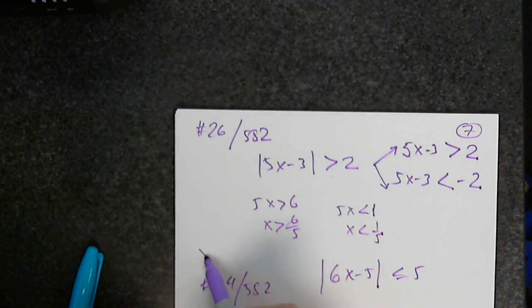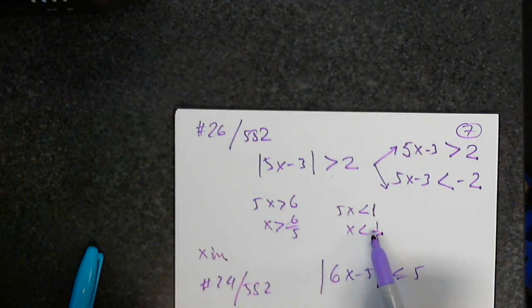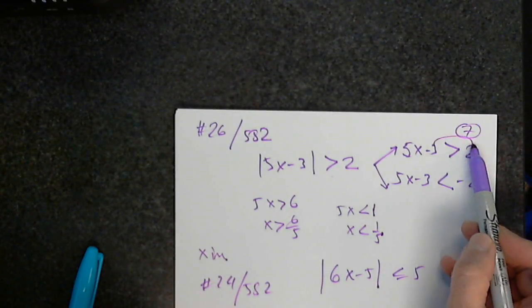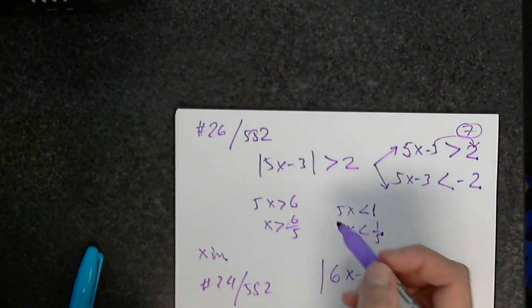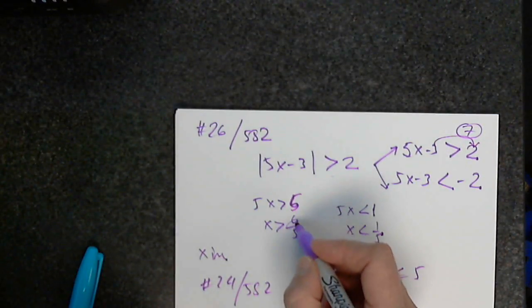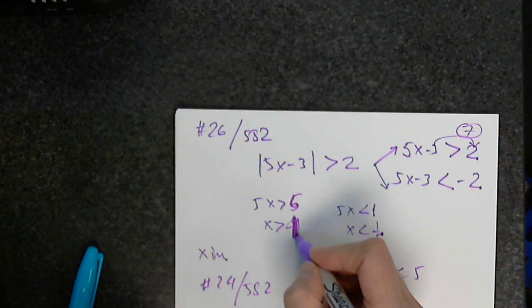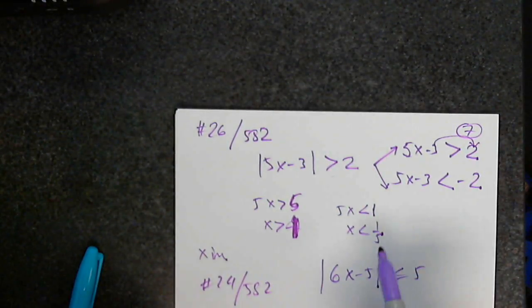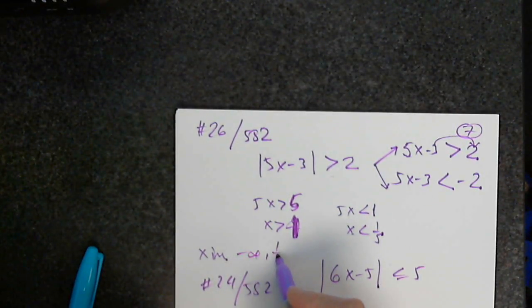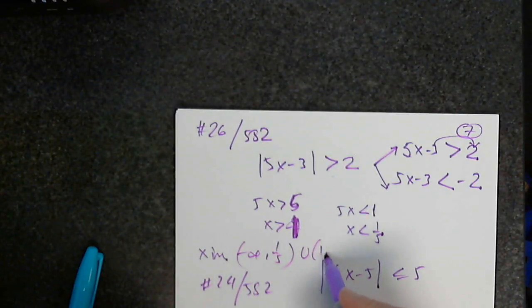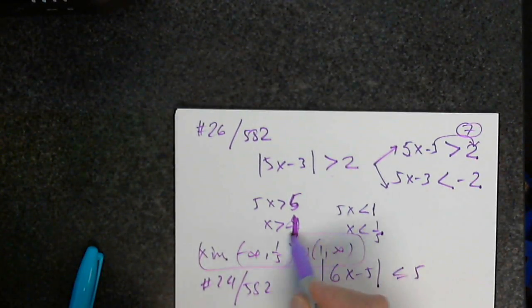So the interval notation is x in the interval. This is from negative infinity to 1 fifth. 3 plus 2. Oh, 5. So negative infinity to 1 fifth, union 1 to infinity. Is this clear?